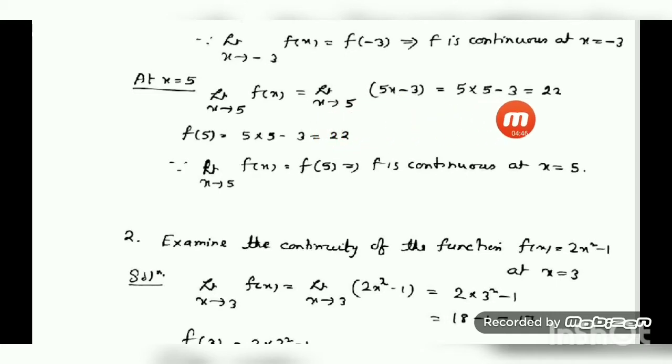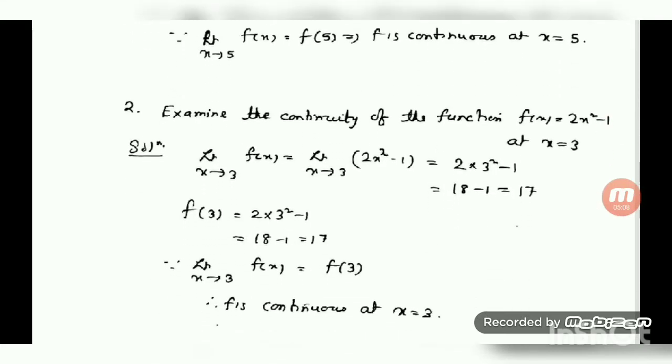5 into 5 minus 3. So 25 minus 3 is 22. Then we have to get f(5). What is f(5)? 5 into 5 minus 3, that is equal to 22. So we have seen the limit as x tends to 5, f(x) value and f(5) value are the same. Conclusion is what? f is continuous at the point x equal to 5. So here the question solution is completed.